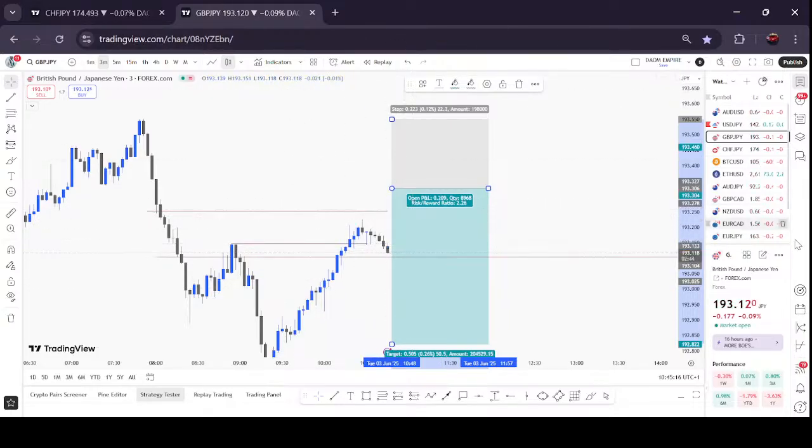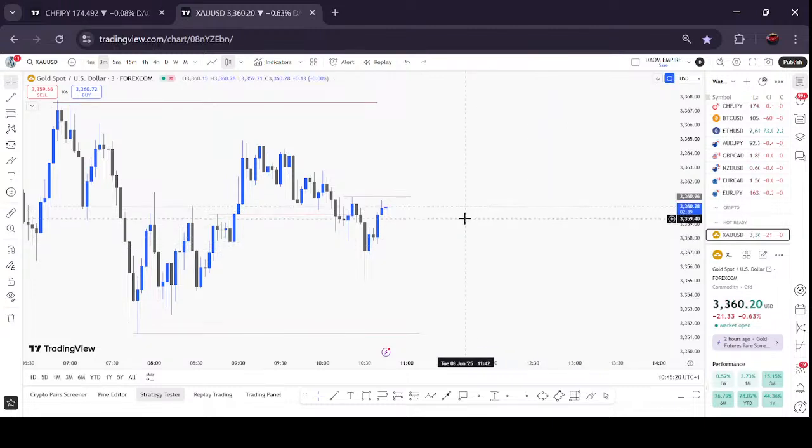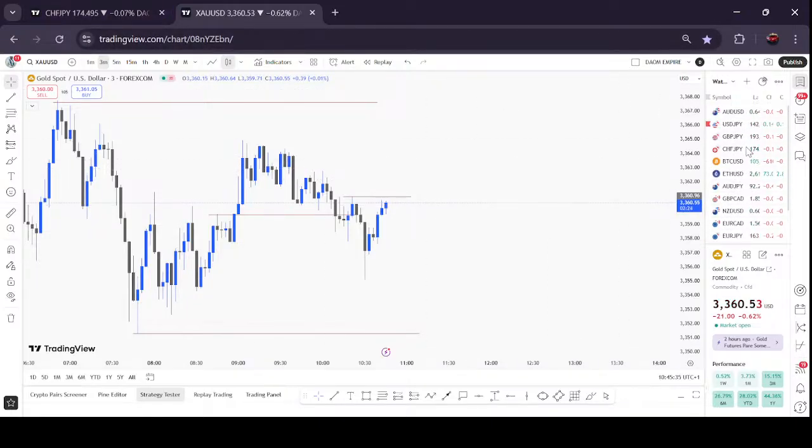This guy is still going to push up. Let's look at what gold is doing. I said if gold can take out this high, and if it takes out this second high too, I'll be very, very confident to enter this buy.